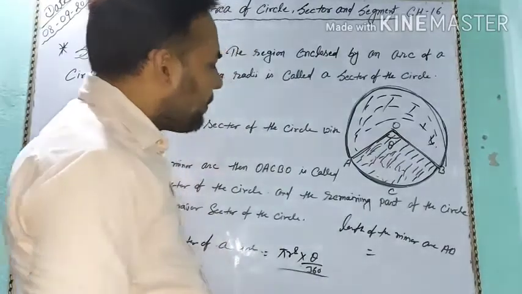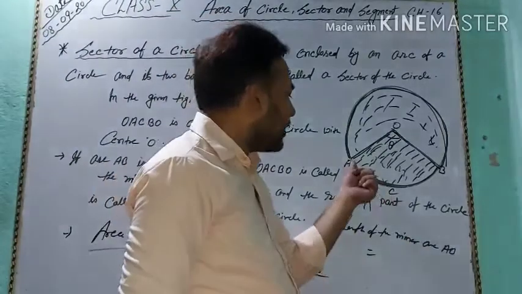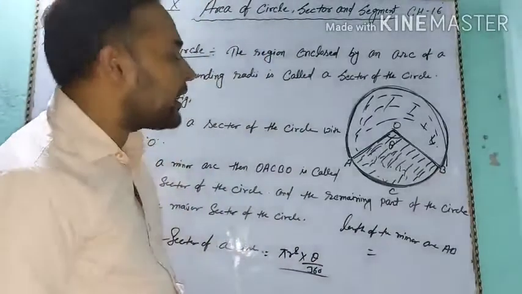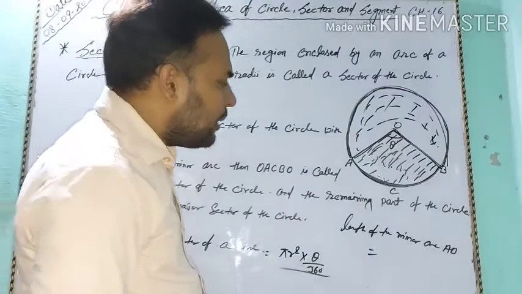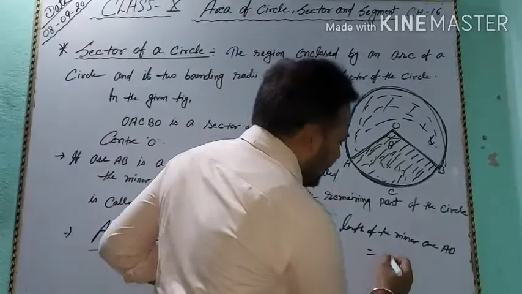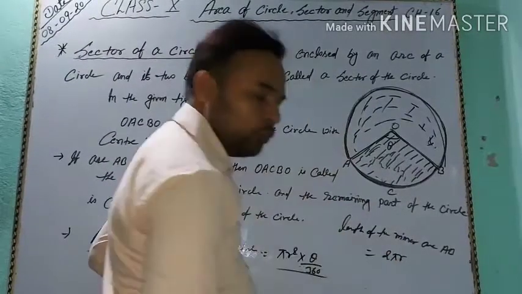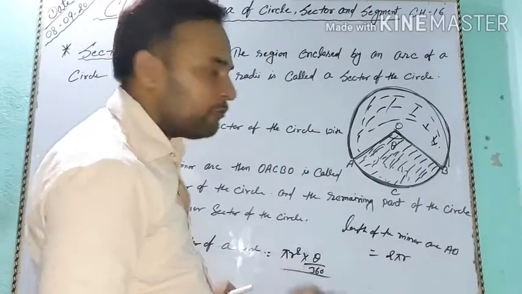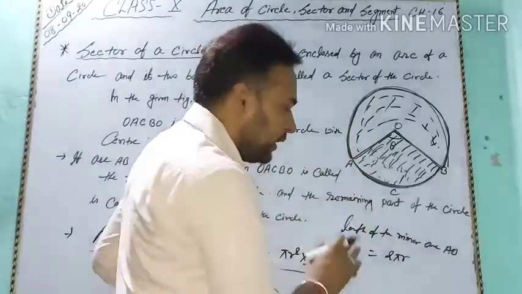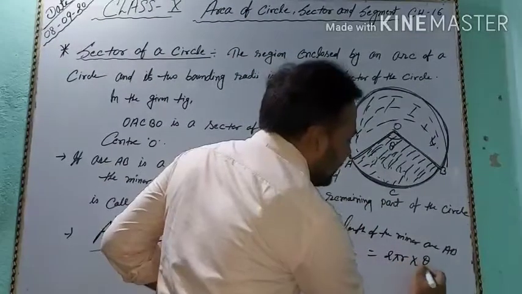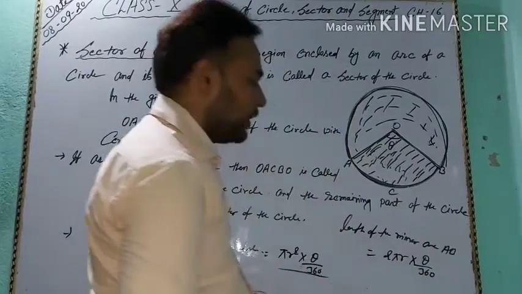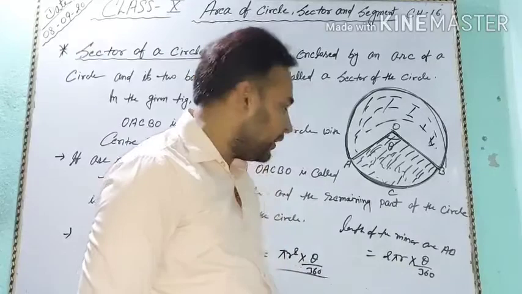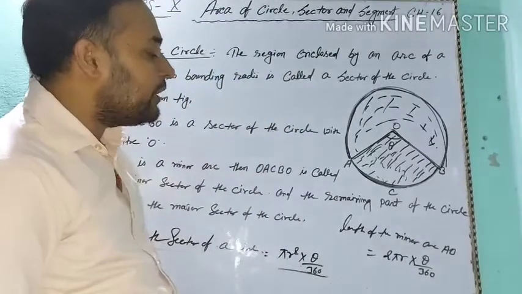Now if we want to find the length of the minor arc AB, we can write 2 pi r. 2 pi r is the circumference of the complete circle. Okay, so 2 pi r into theta by 360. Okay, this is the length of the minor arc AB, 2 pi r theta by 360 degrees.